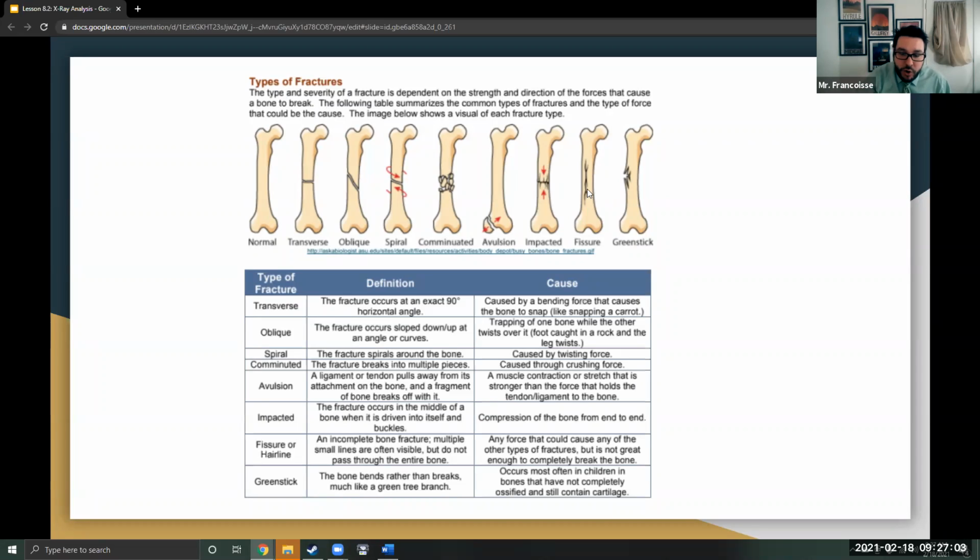A fissure is where you get a crack in the bone. And then the green stick is where you break off part of this bone. And I think it's kind of cool that it shows a couple of these causes. So green stick is something that happens in kids because their bones aren't completely hard yet. But some of these causes will make sense judging by the scenario. So if we see a fracture, we're going to try to identify the type of fracture. And I like this picture a lot to show what's going on.